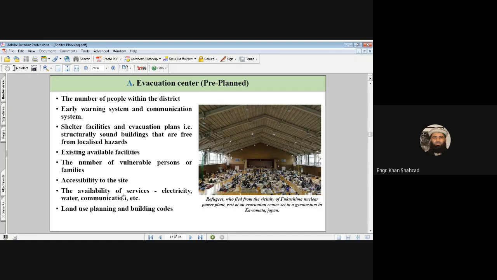The availability of services like electricity, water, communication. The place which you are declaring as the evacuation center should have electricity, water, and communication like telephone, mobile networks, etc. Land use planning and building codes. The area where you are declaring such centers as evacuation centers should have been made according to the building code and the land use planning of the government.